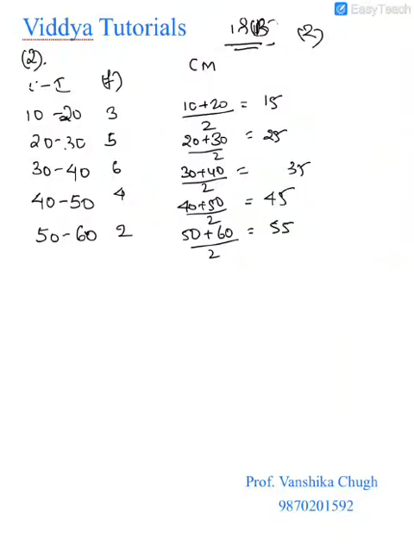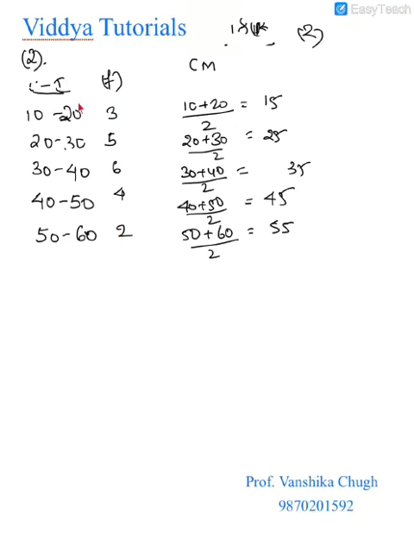Students, in this video I shall be teaching you histogram and frequency polygon. We are doing exercise 18b, sum number 2. You are given your data, your class intervals as 10 to 20, 20 to 30, 30 to 40, 40 to 50, 50 to 60, and your frequencies are 3, 5, 6, 4 and 2.